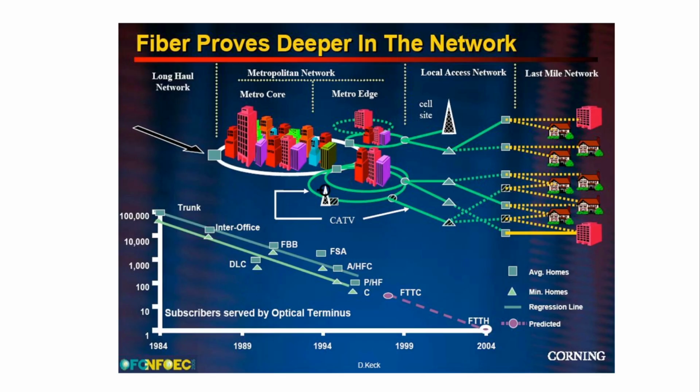Fiber grows deeper in the network. So here, these are the long haul network. After that, it is given to, as I already explained in the last slide, they are shown with the help of a graph. Signal is given to the metropolitan network, metro edge, metro core. After that, it is given to the local access network. And lastly, it is given to the homes, residential lines. After that, businesses. And in this way, it continues.